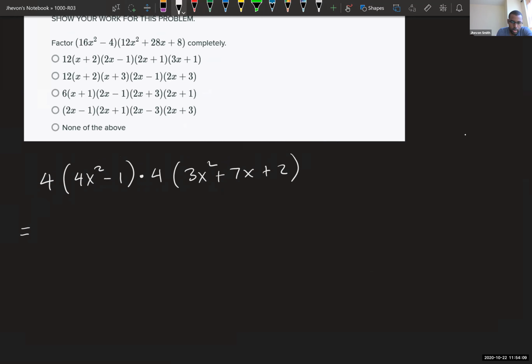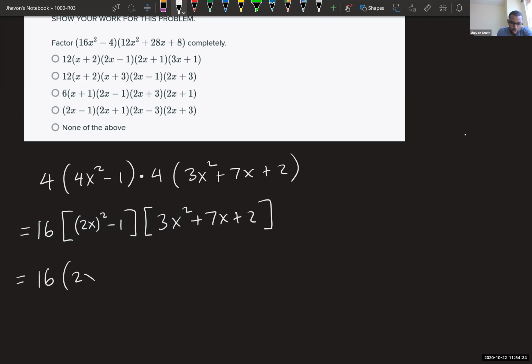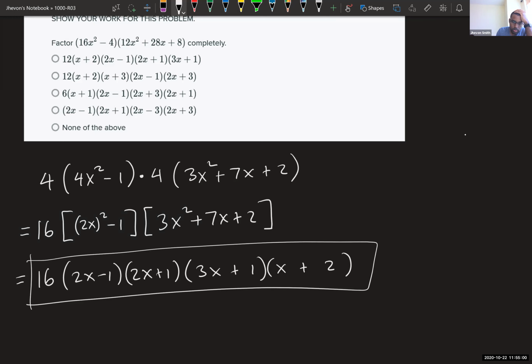Okay, now for this one, I can move the 16 out here. This one I would actually think of as 4x squared minus 1. And this one is just 3x squared plus 7x plus 2. So this is actually a difference of squares, 2x minus 1 times 2x plus 1. For this one, I think a 3 and a 1 is going to work. And if I put a 2 here and a 1 here, that gives me 6 on the outside and 1 on the inside. That would add up to 7. So that's fully factored. So this is a none of the above, but you need to show that this is the actual answer that you should get.